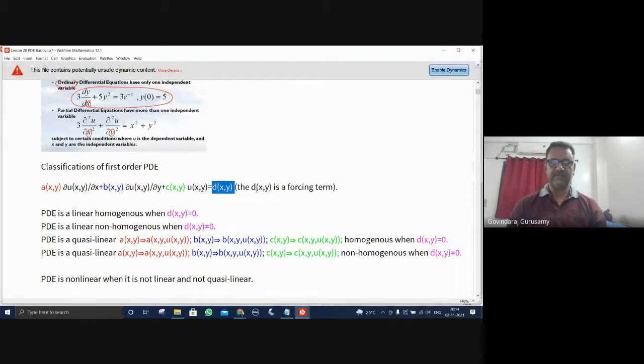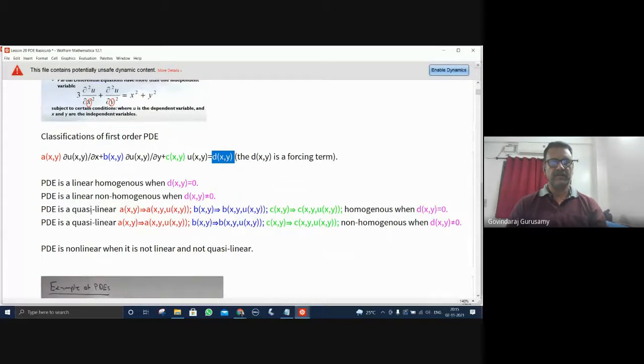So sometimes they call it a forcing term, which when added, we call it linear, but it's non-homogeneous when this is not equal to 0. And you can play around with this. There are many things that can be done. Here also you have different terms. You can play with these things and try to understand more about these equations and their responses, depending on d(x,y) equal to 0 or not equal to 0.